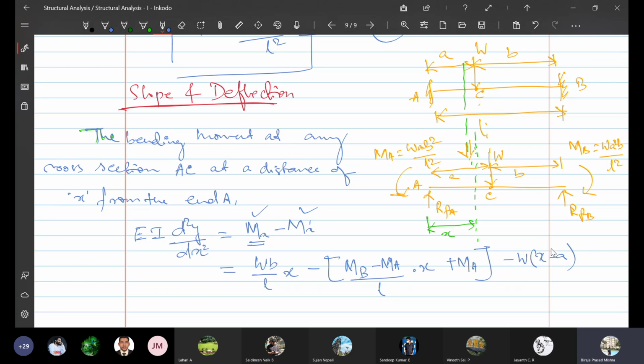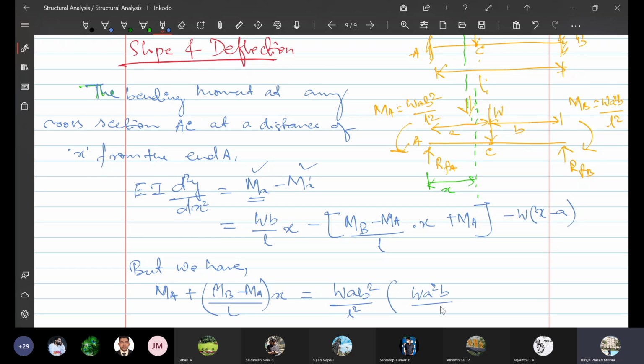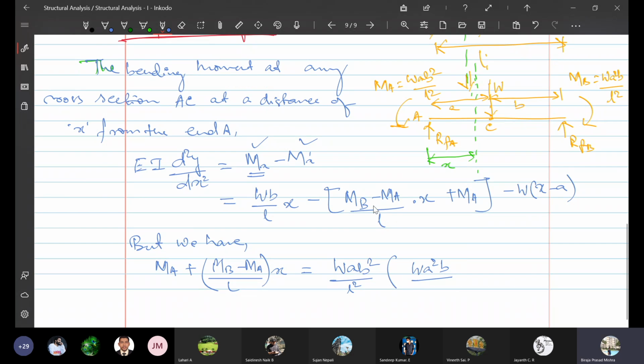We have MA plus (MB minus MA) by L into X. This value equals WAB square by L square into... so I'm just putting the values here: WA square B by L square minus WAB square divided by L square, whole divided by L into X.